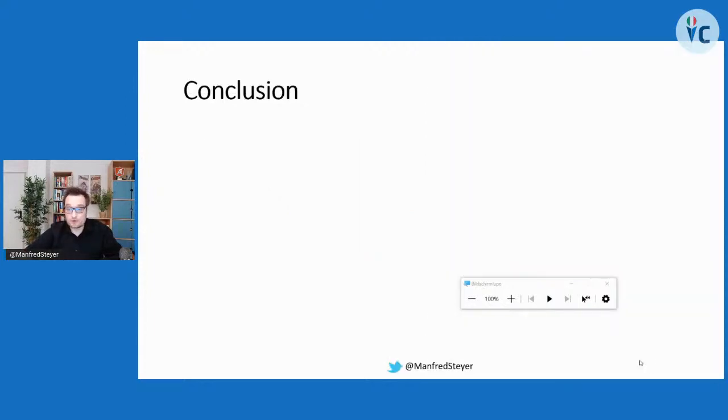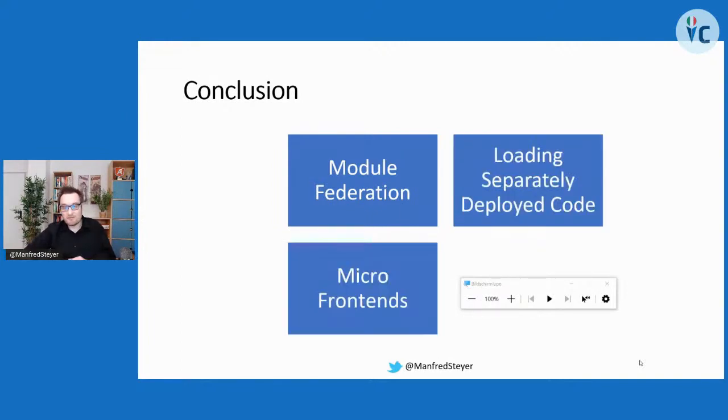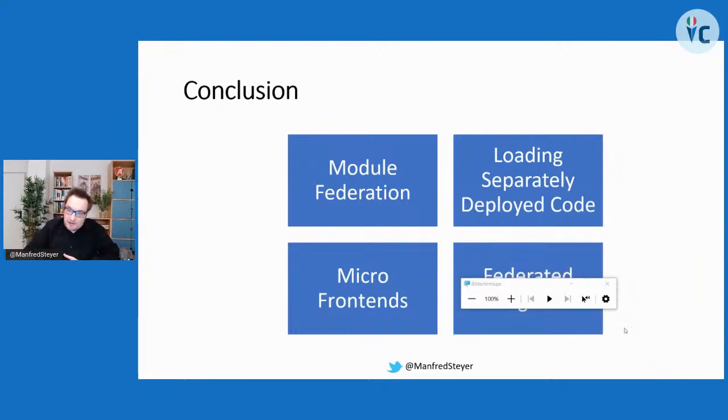Let me come to a conclusion. We have seen that module federation allows us to load something that was separately compiled and deployed. This is the key for micro frontends. We need this for micro frontends. We also need this for plugin-based systems. And we have seen we can combine all of this with Angular. Everything we need is this plugin we install into our application, and then the CLI is capable of using module federation.